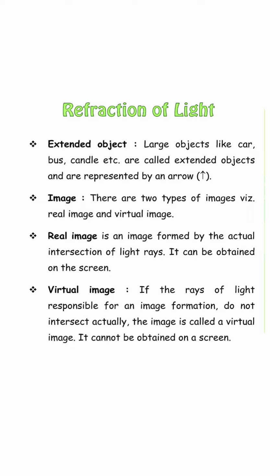Your image can be divided into two different types. One is a real image and the other is a virtual image. When the image is formed at the actual intersection of the light rays and can be obtained on a screen, we call it a real image. For example, the image found on a projector.